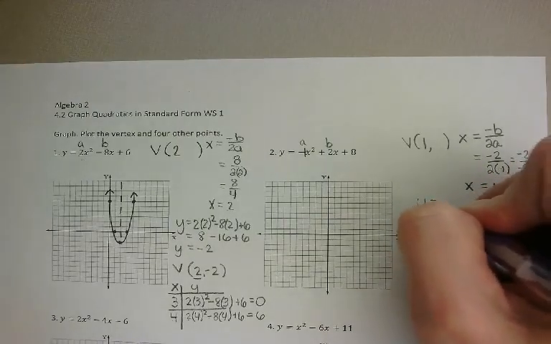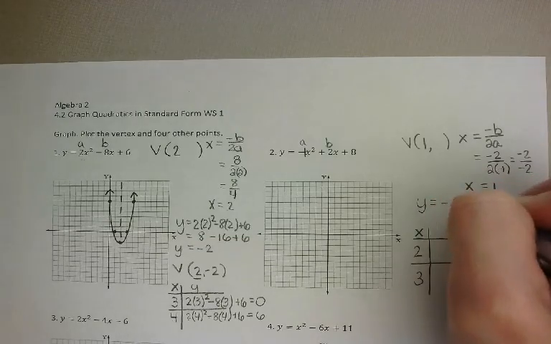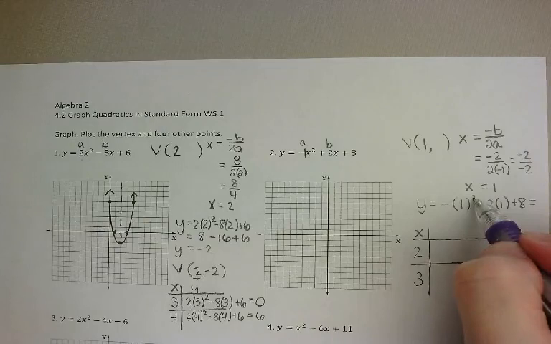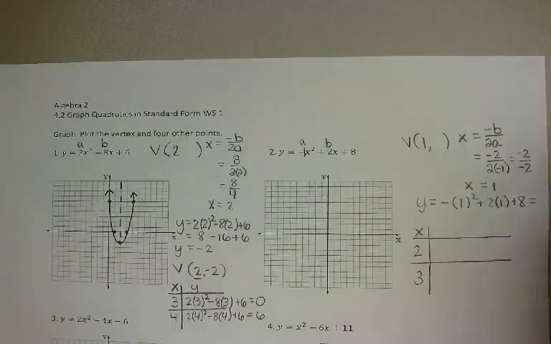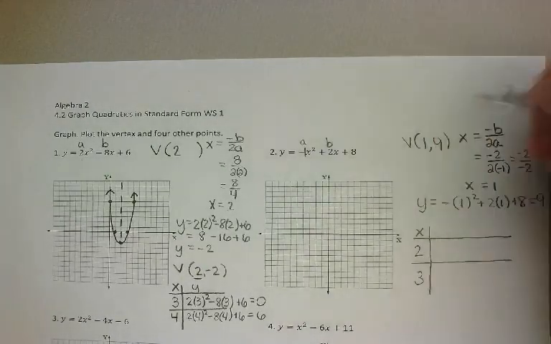So I'm going to say Y equals negative, parenthesis, our first X is a 1 squared, plus 2 times 1 plus 8. Okay, so this is 1 squared, 1. That's negative 1 plus 2 is 1. 1 plus 8 is 9. So our vertex is at 1, 9.